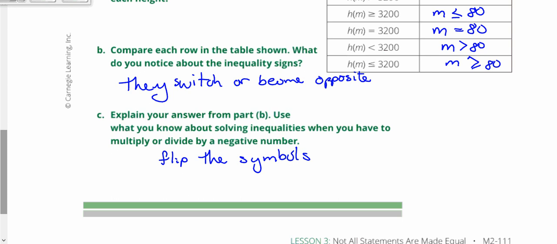So the next thing you need to do is wrap it up and make sure that you've got all the information.